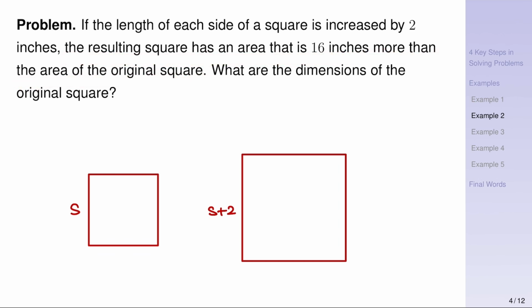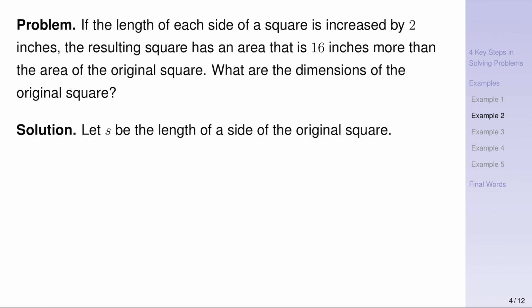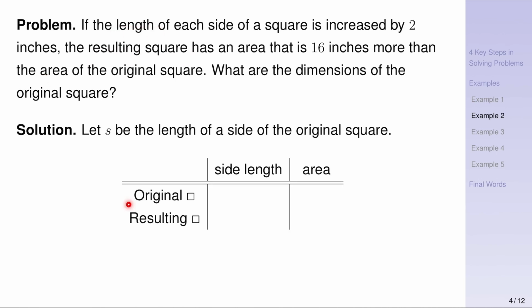So let's first again assign variables to our cast of characters, letting s be the length of a side of the original square, just like how we did in the illustration. From here, take note that since we are dealing with an original square and a resulting square, it's nice to have a table containing those two, along with their lengths and their areas. On the first column, we have the original square and the resulting square. The second column contains their side length, and the third is for their area. From what we have so far, we know that s represents the length of the original square, while for the resulting square, we just add 2. So we have s and s plus 2.